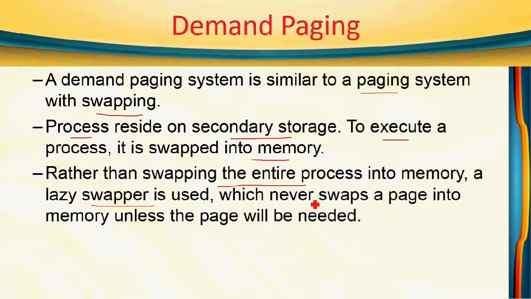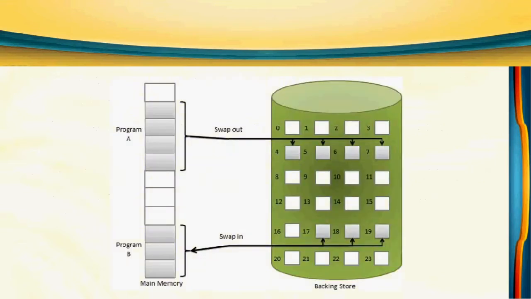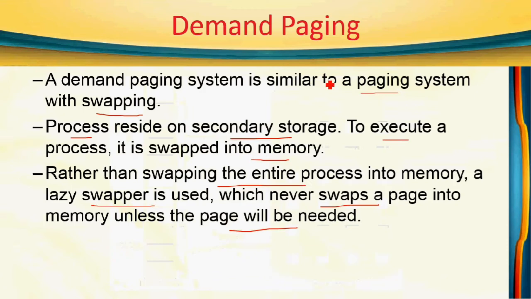What the lazy swapper does is, it never swaps a page into memory unless the page is needed. Normally a process is divided into pages. Suppose a process contains 10 pages, and at a time only 2 to 3 pages are needed for execution, then the lazy swapper loads only 3 pages into main memory. It never loads all the 10 pages, that is, the entire process will not be loaded. That is the demand paging technique. So here, paging plus swapping, two techniques are used in demand paging.